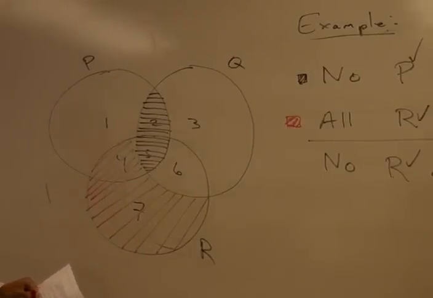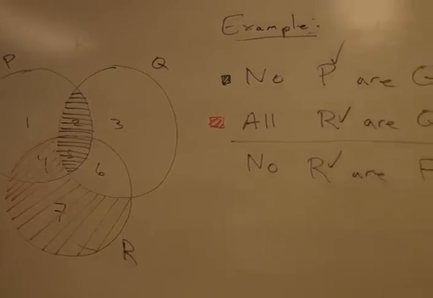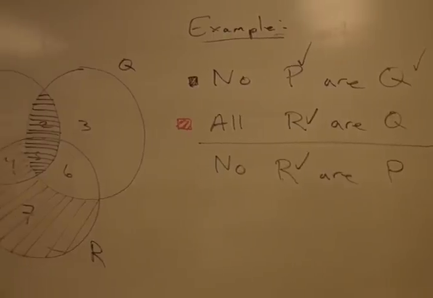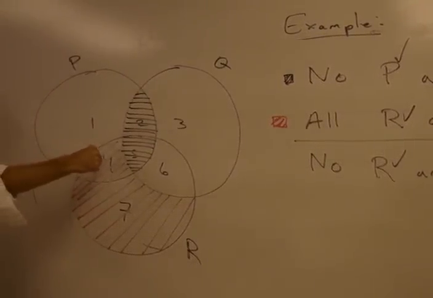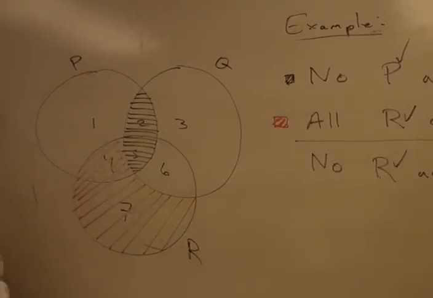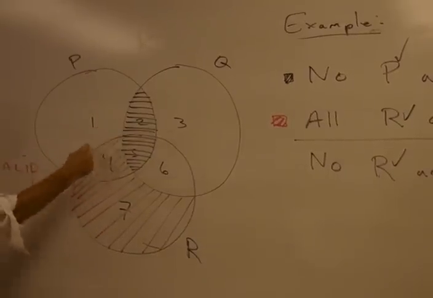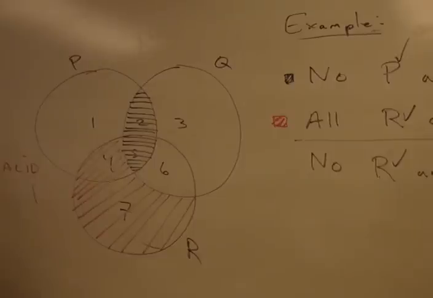So has no R or P been diagrammed? Okay. If no R or P has been diagrammed, sections 4 and 5 ought to be shaded in. And guess what? It's shaded here. This one's valid by Venn diagram because no R or P has in fact been diagrammed.